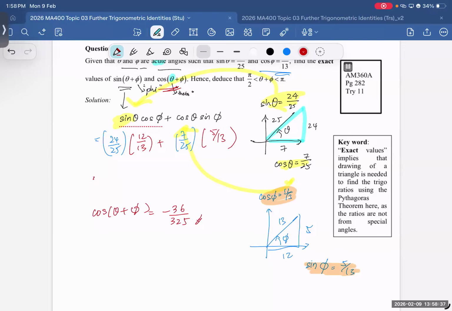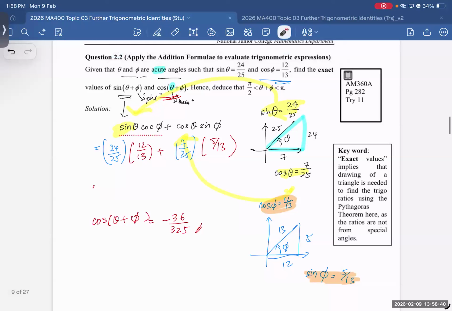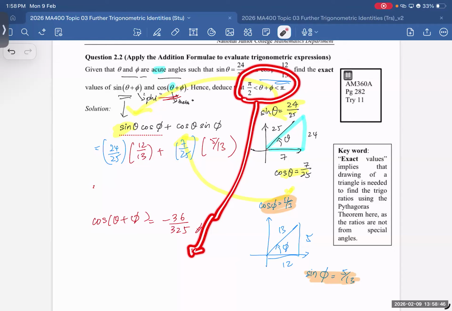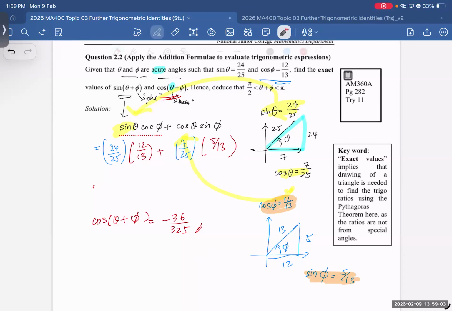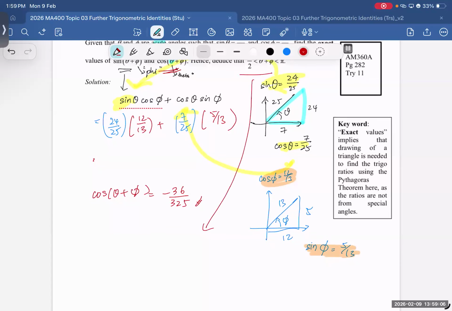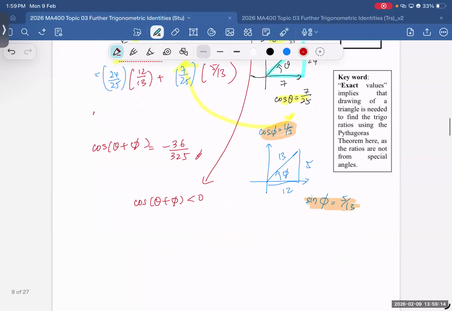I don't think I will go through that. But how do I deduce this portion? Can anyone explain? Theta plus phi is between pi over 2 and pi. I want to deduce, not calculate. Because cosine of theta plus phi is negative, therefore theta plus phi is in quadrant 2.